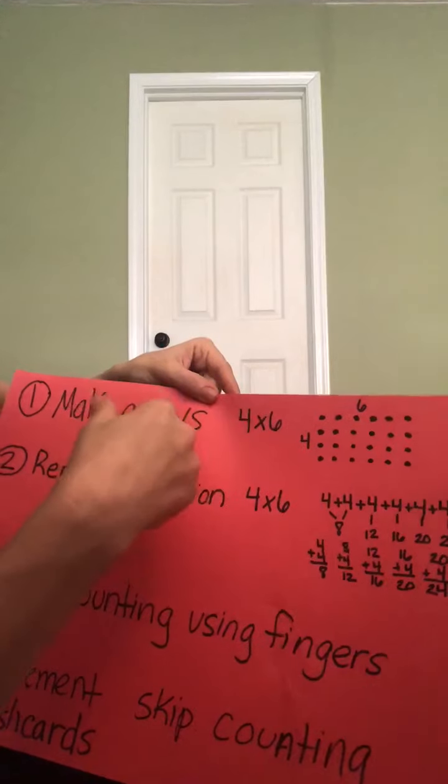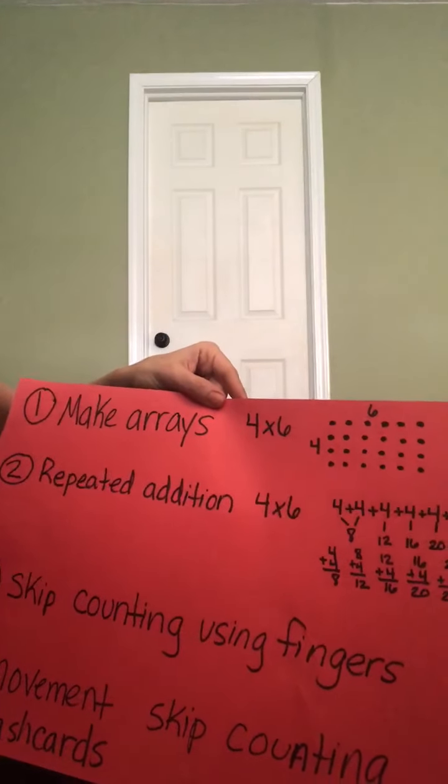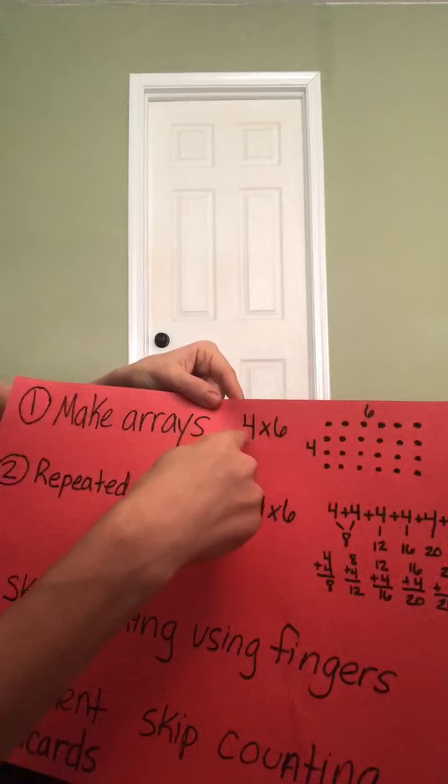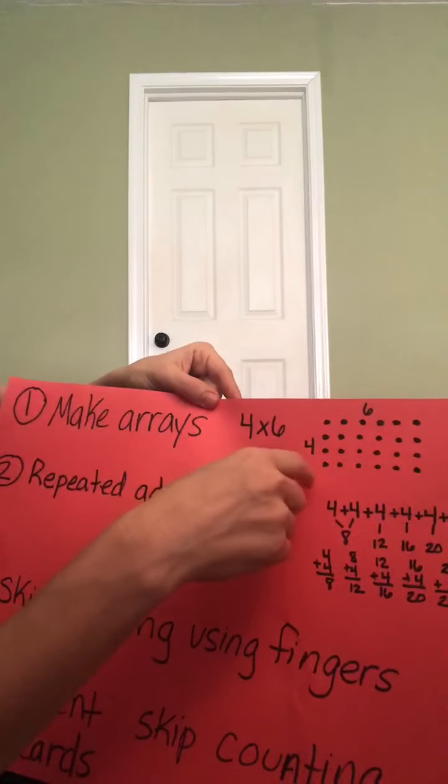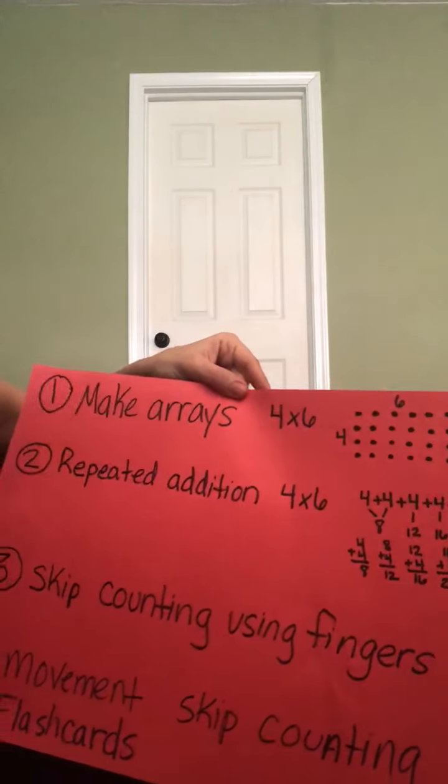So when I see 4 times 6, maybe I can memorize that it's 24, but to see, okay, it means 4 rows of 6. 4 groups of 6. Now I can see where that 24 comes from.